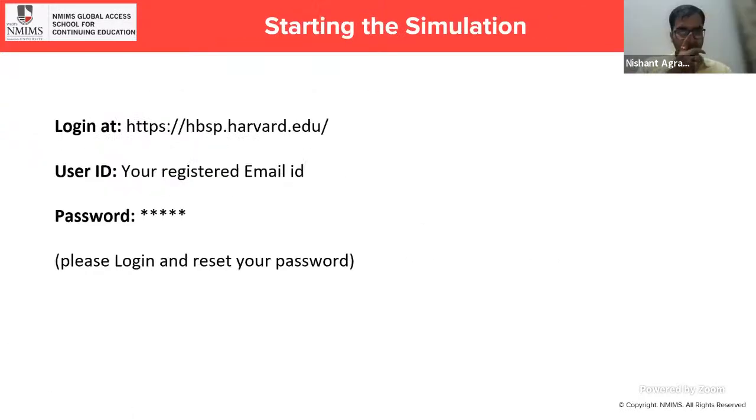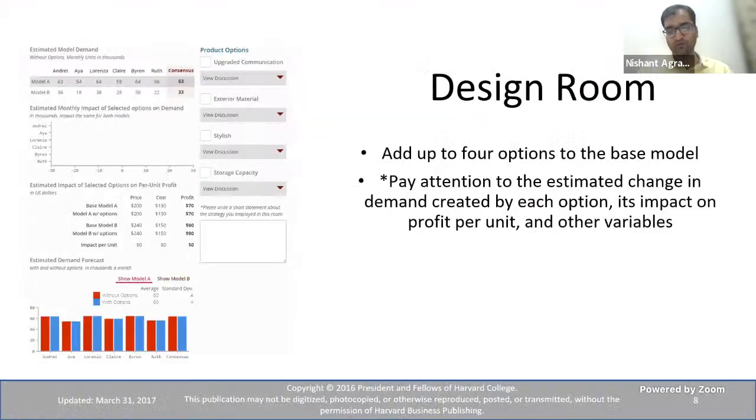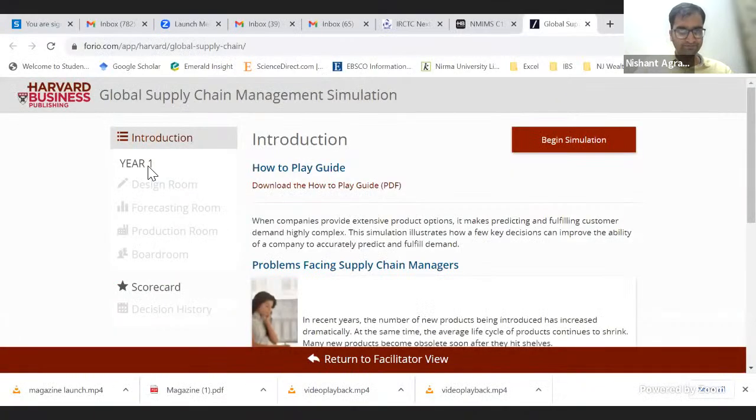So login, username, password. I think most of you must have received that. If you have not received that, don't worry. I think within 24 hours after this lecture, you will get this ID and password from the Upgrad NMIMS team, and you can just log into your website, and finally you will end up at this design room. So let me share my screen to show you how your screen will look. I hope my screen is visible to everyone.